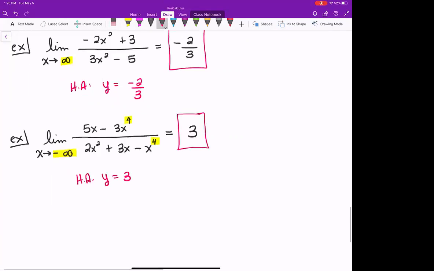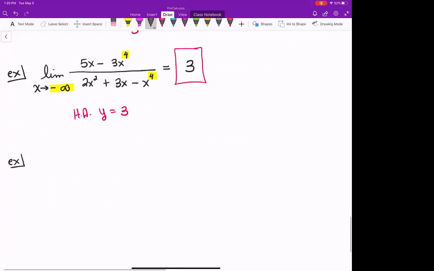Okay. Let's try the limit as x heads to infinity of, say, 2x squared over 1 minus x.